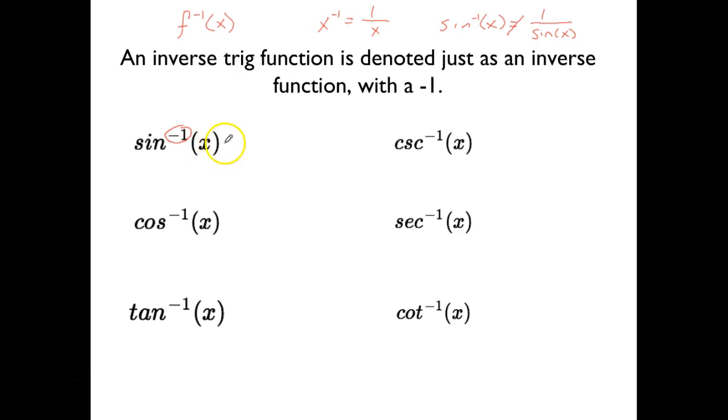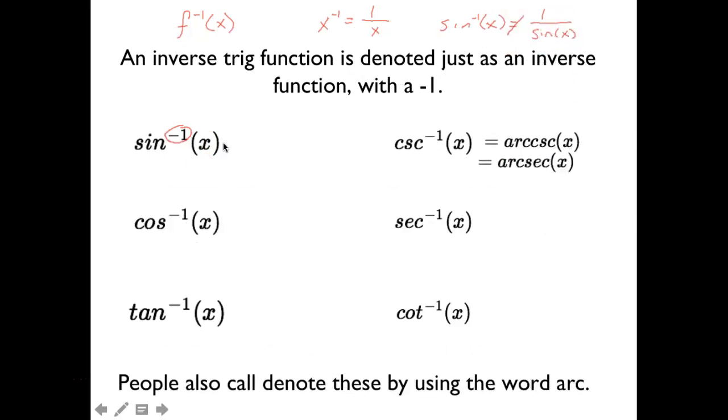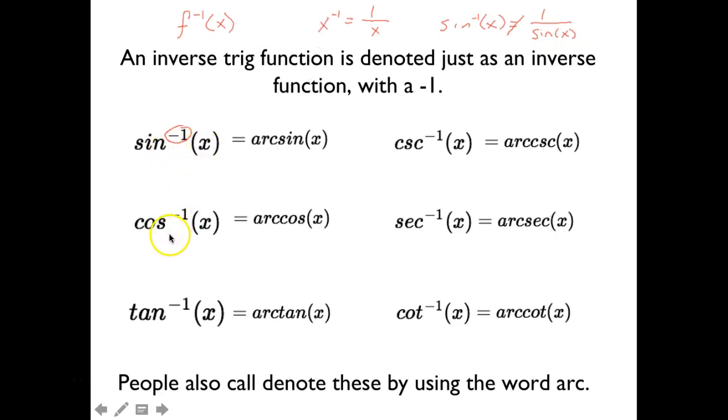We also have another way of writing all of these in math. You can call them arcs. So arc sine, arc cosine, arc tangent, arc cosecant, arc secant, and arc cotangent. That's another way of saying inverse sine, inverse cosine. So you've got two different ways of doing this. They could use either one on the test. Most likely they're going to be using the arc version of it.